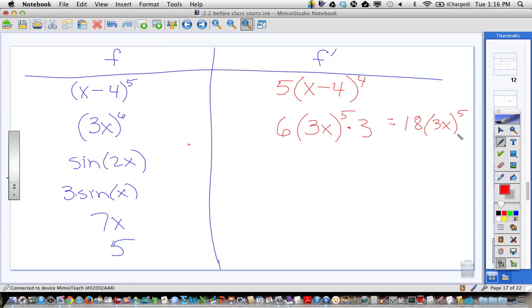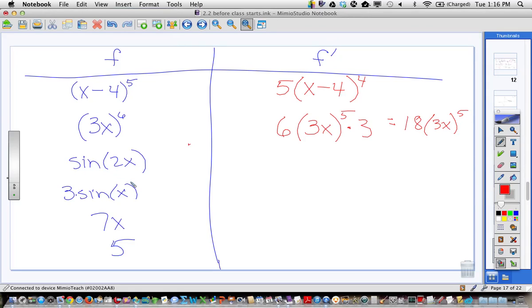There's going to be some in your homework where this is what you do. Matter of fact, there's only 2 I'm going to give you that you have to do the long way. And every other problem in your homework that says find f prime, you're going to do this shortcut. Okay? All right, so what about sine 2x?